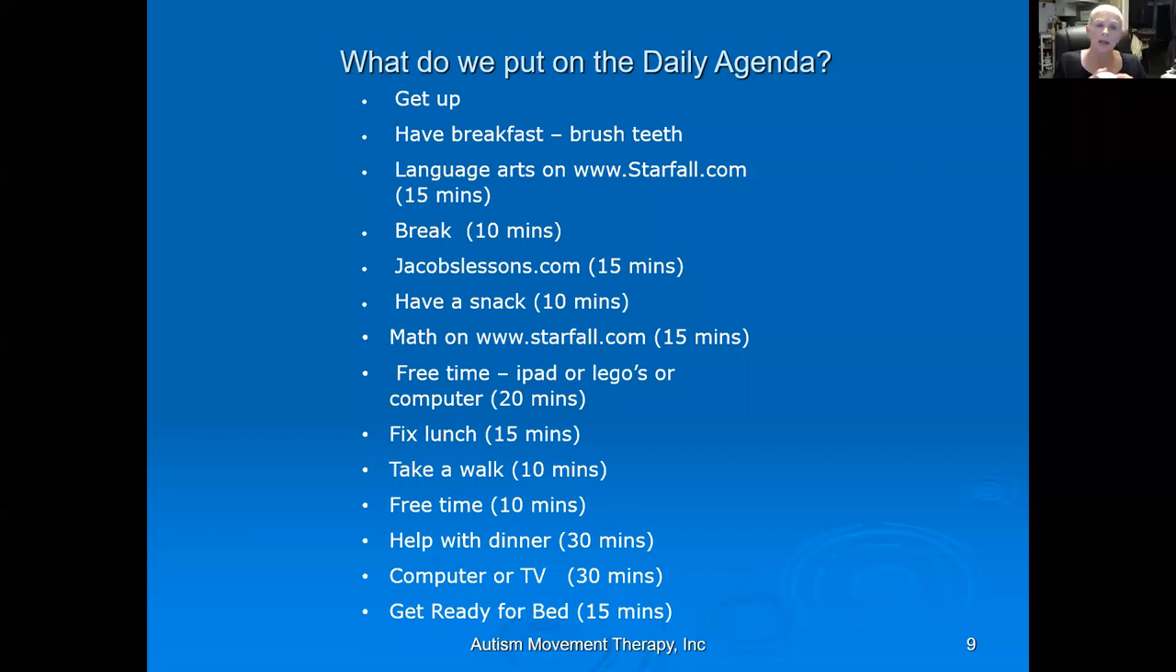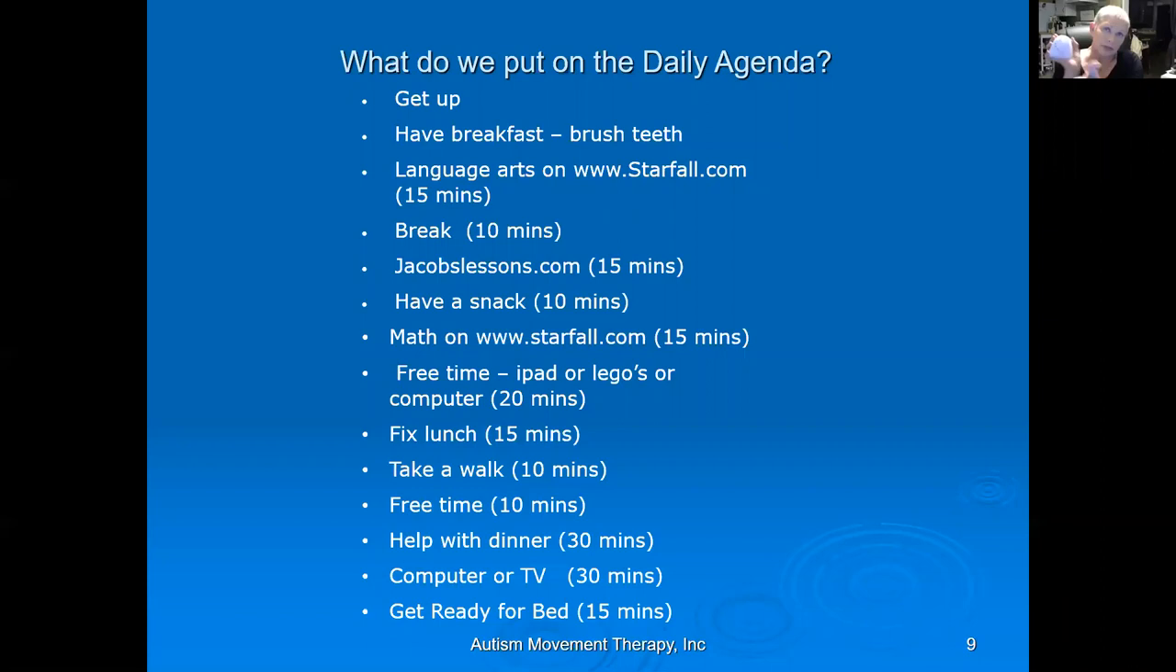Maybe you want to do social games. Maybe you want to set up a music center where you have headphones and a CD player, and you have some CDs, and the child is able to sit and pick the CD he wants, put it in the CD player, use the headphones, and listen to music. For how long? 10 minutes. Timer's up. Let's go see what's next.